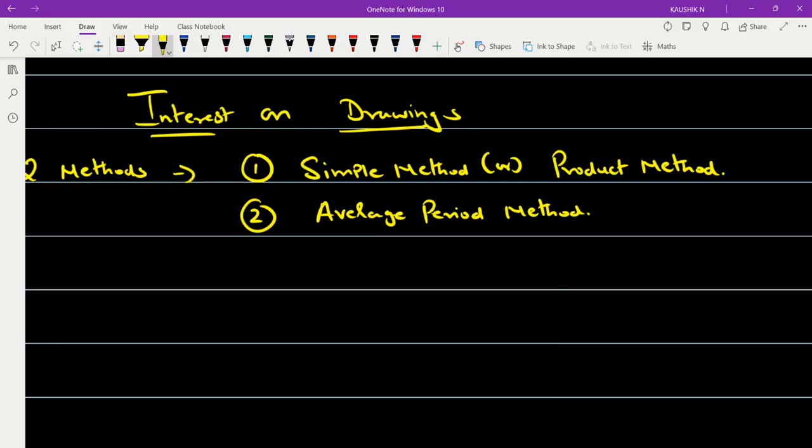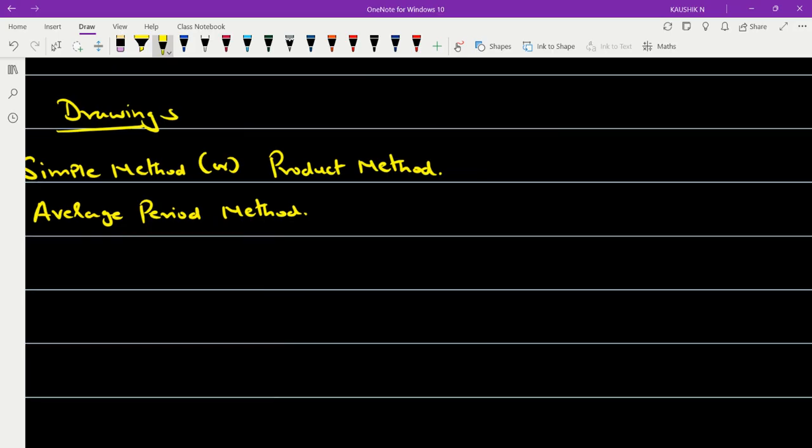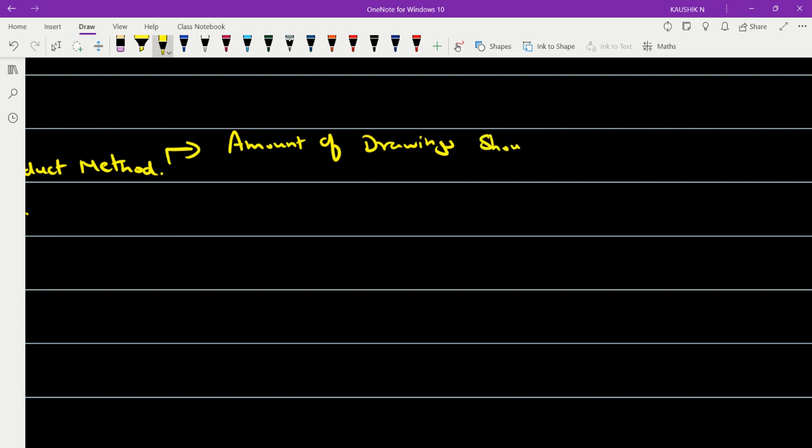Now you may ask, so we have to read the question and then check whether we need to do the problem on the simple method or average period method, then only we have to execute. Not like that. There is a condition. You need not read the question completely to understand whether simple or product method or average period method is to be used. Just by reading the question, you'll get a clue. Using the clue, you'll clear it yourself whether you have to go with simple product method or average period method. There is a condition. What is the condition? For simple or product method, there is a condition. That is, the amount of drawings should not be the same. That means uniform.